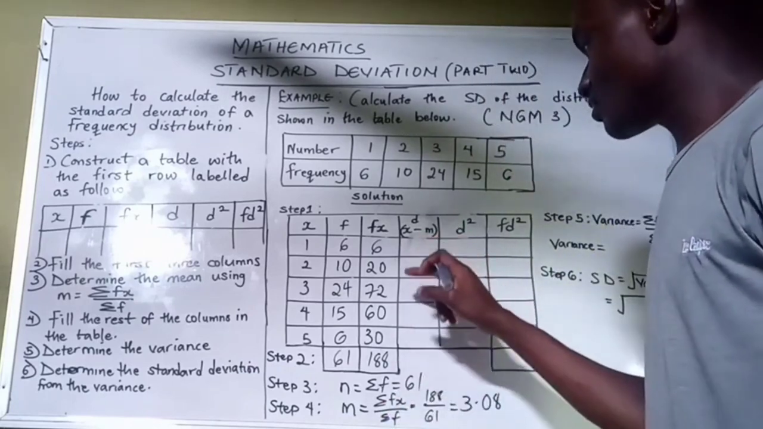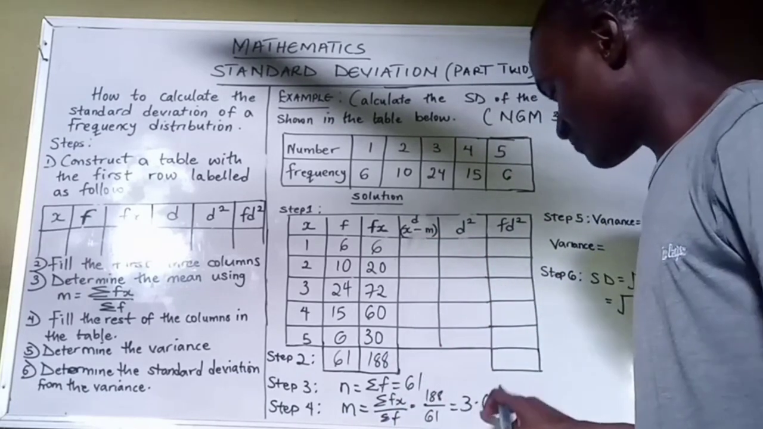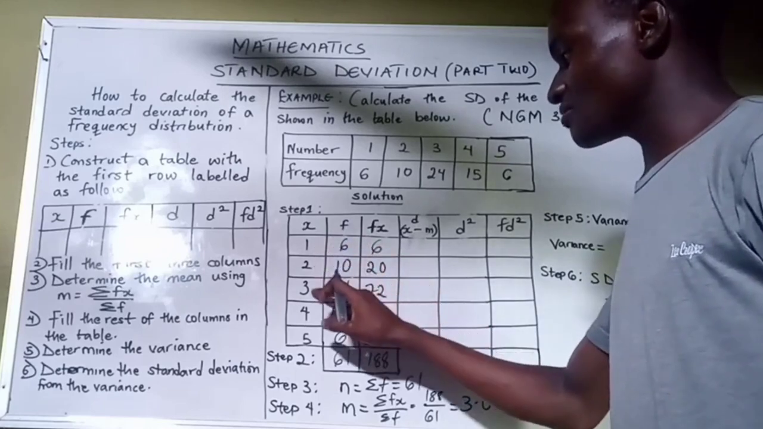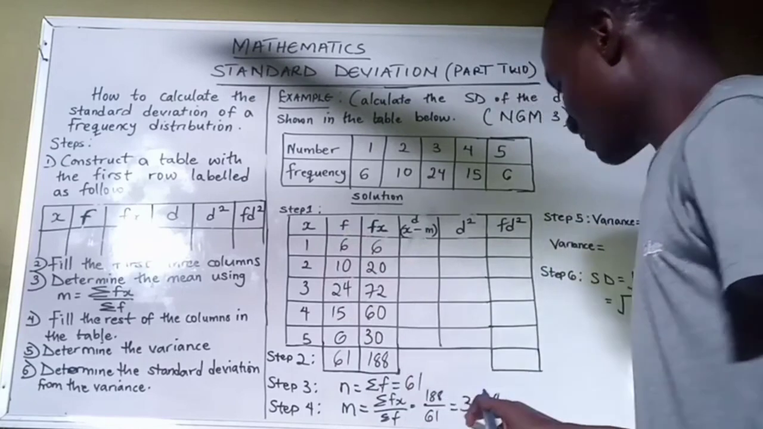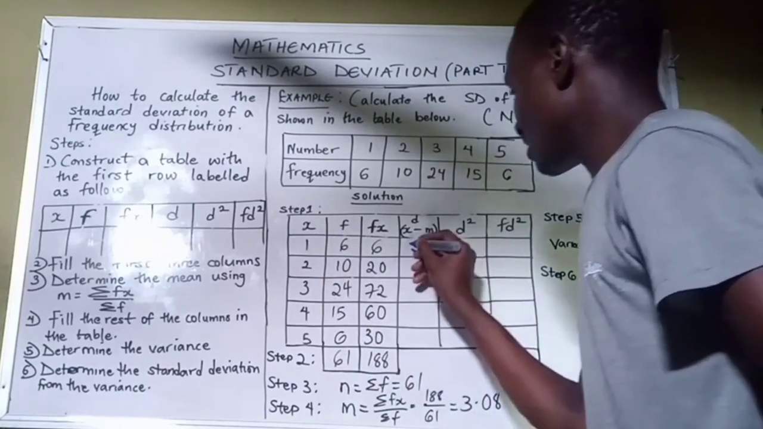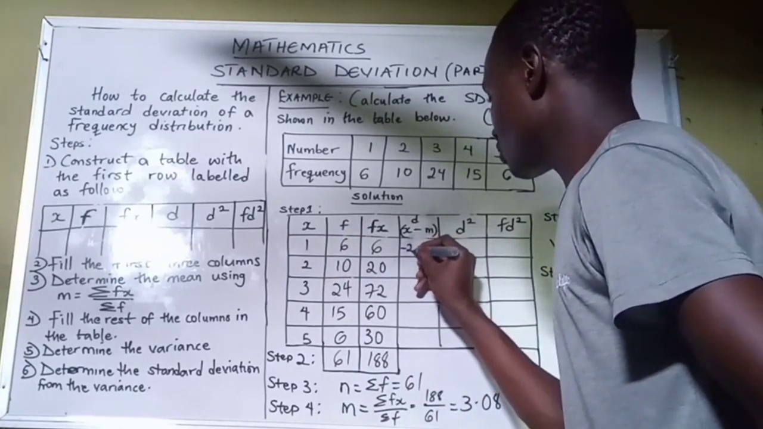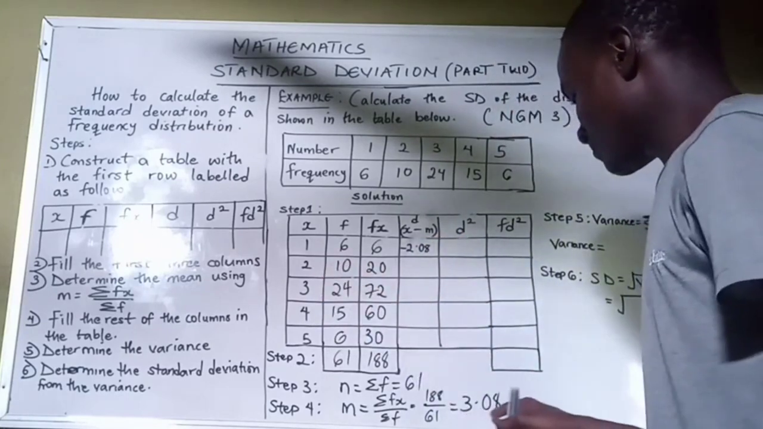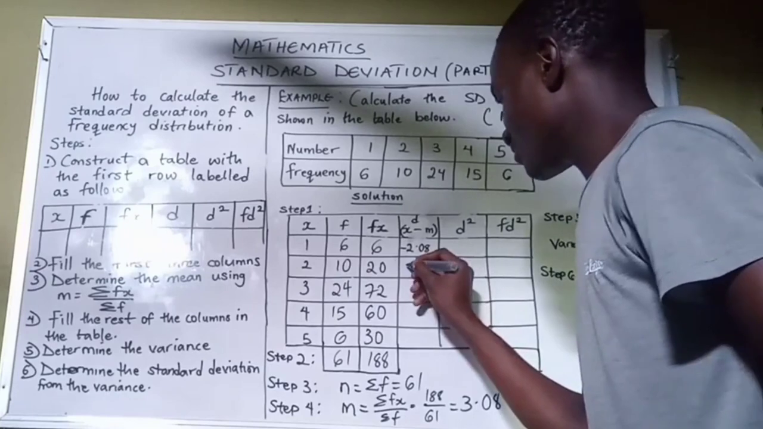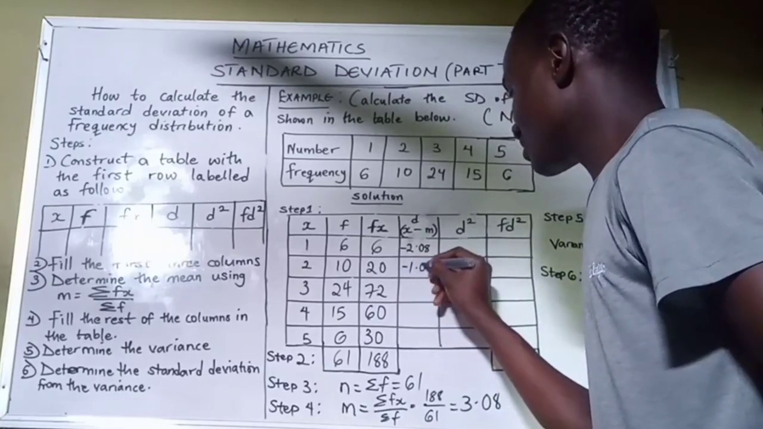Remember how this is done? We are going to take away this mean from each of all these numbers. That is how we get the deviation. What is 1 minus 3.08? That will give us negative 2.08. What is 2 minus 3.08? This will give us minus 1.08.